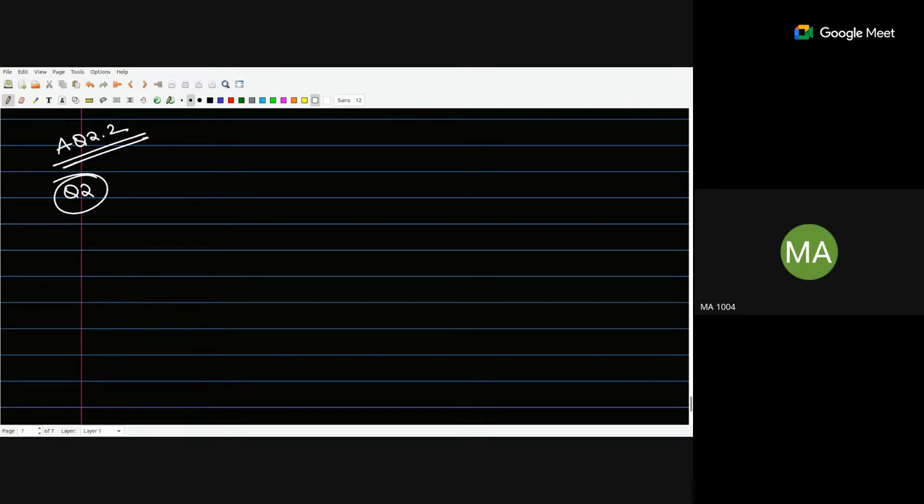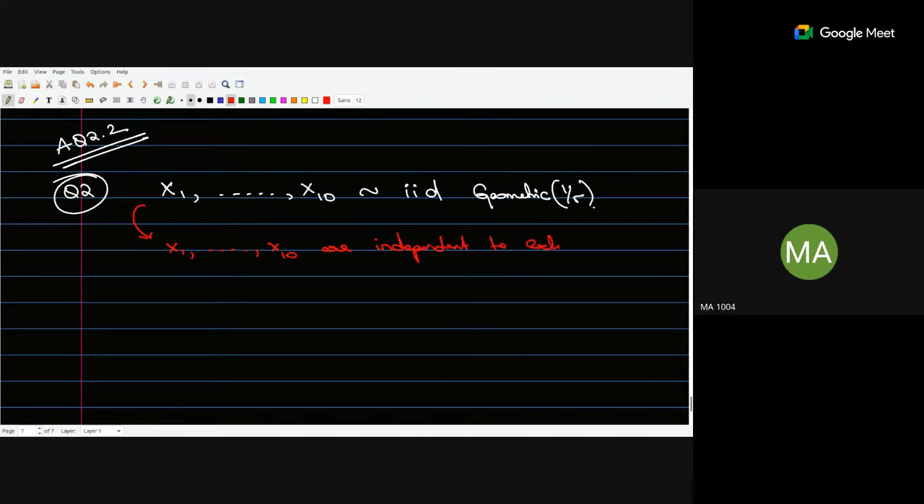So question 2 says it has 10 random variables that follow IID geometric 1 by 5. So what this says explicitly, if you want to write it down, is that X1 to X10 are independent to each other. So this is one thing.